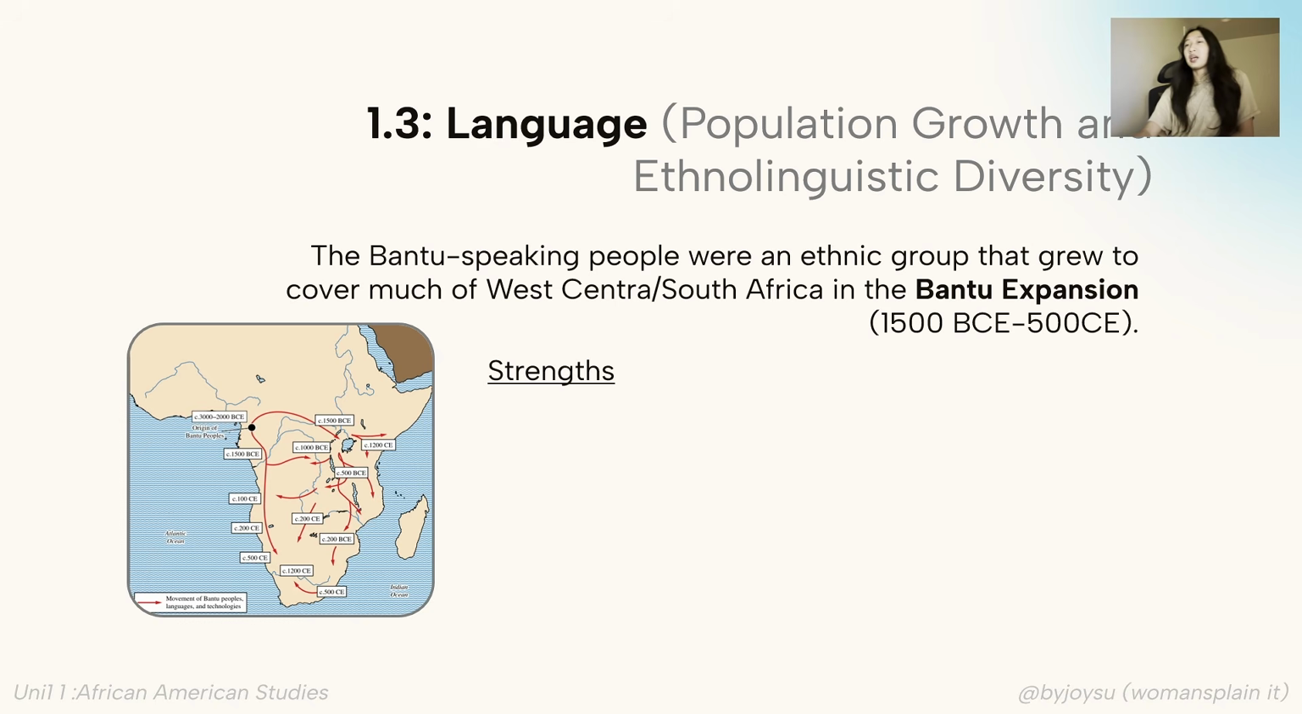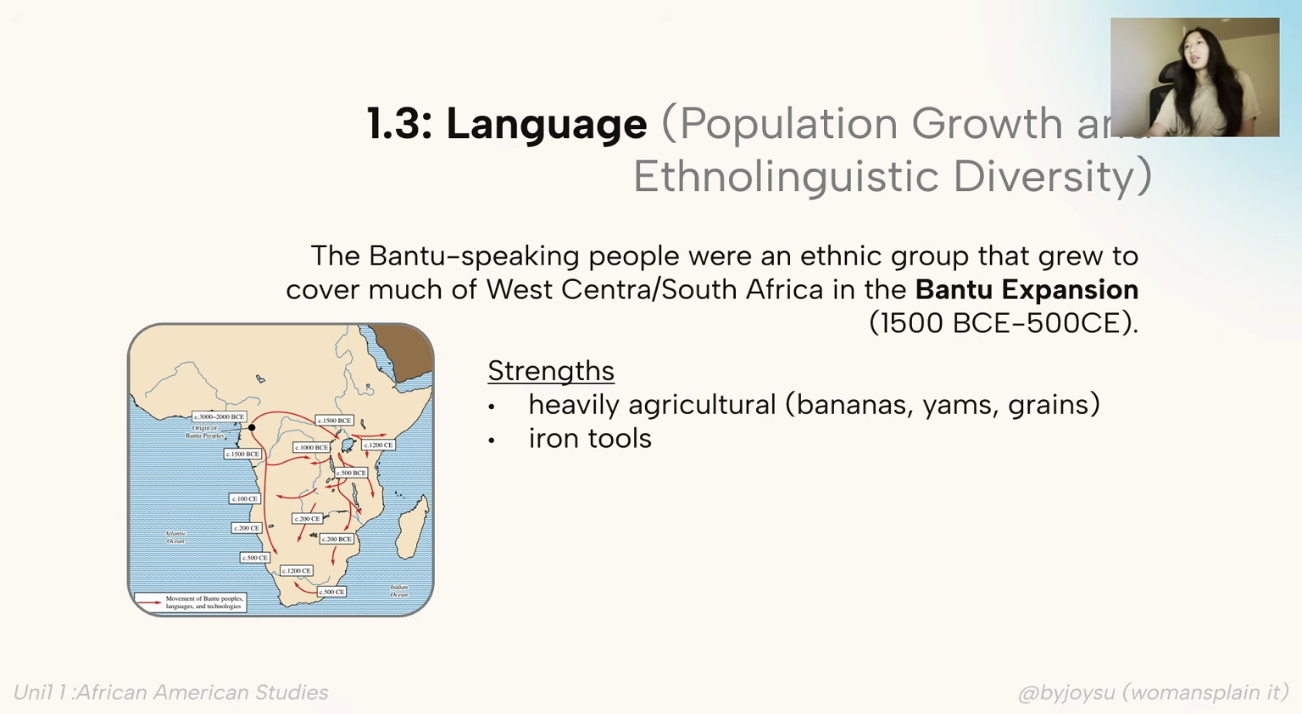For one, they're heavily agricultural. They've cultivated bananas, yams, and grains. That means they can settle down and start to have specialization and all of that good stuff. For another, they have discovered how to ironsmith. They likely discovered this from the Nok people, who we'll touch on later in this unit, but this is going to give them a huge edge when it comes to expansion against other groups.